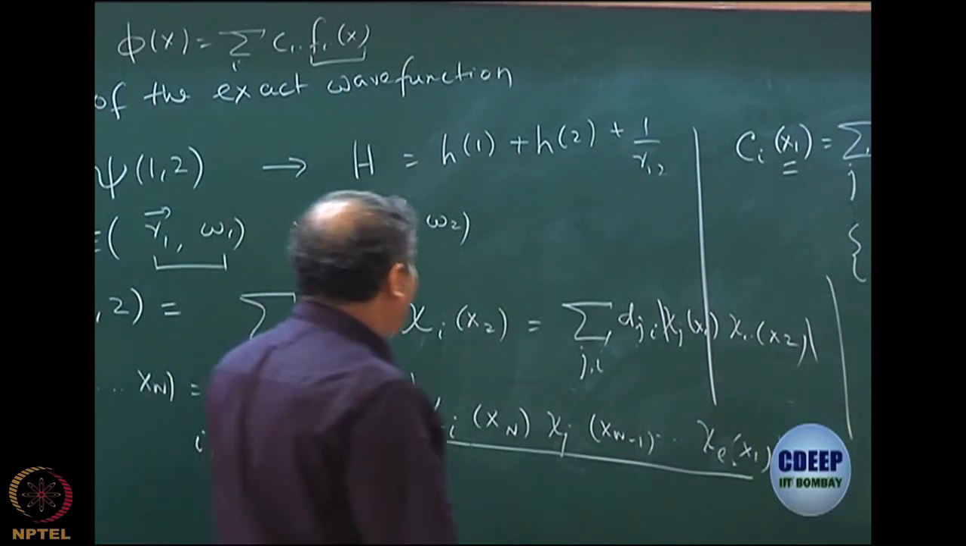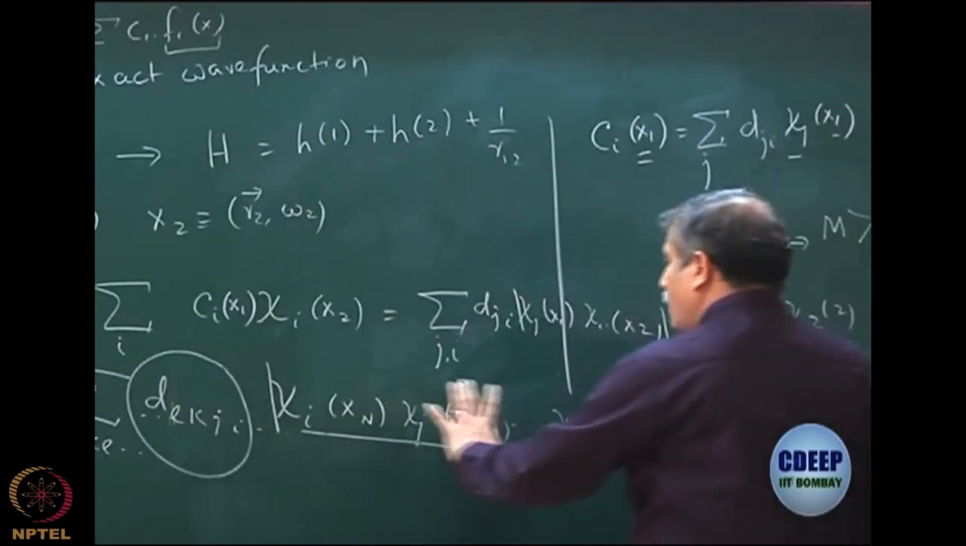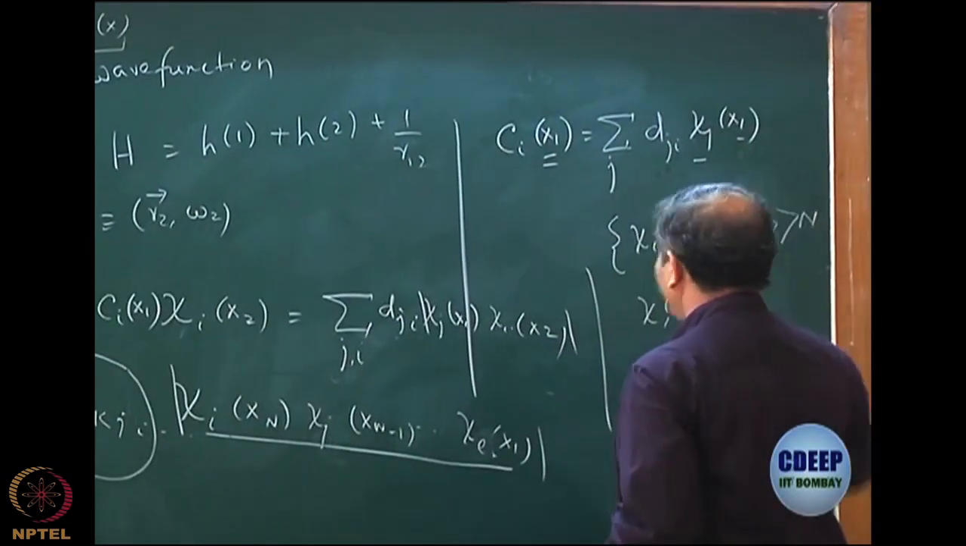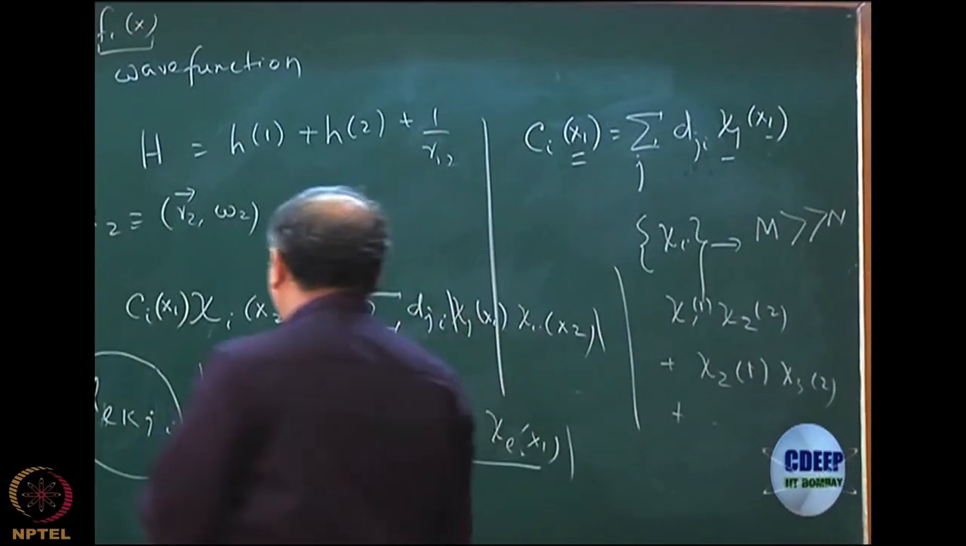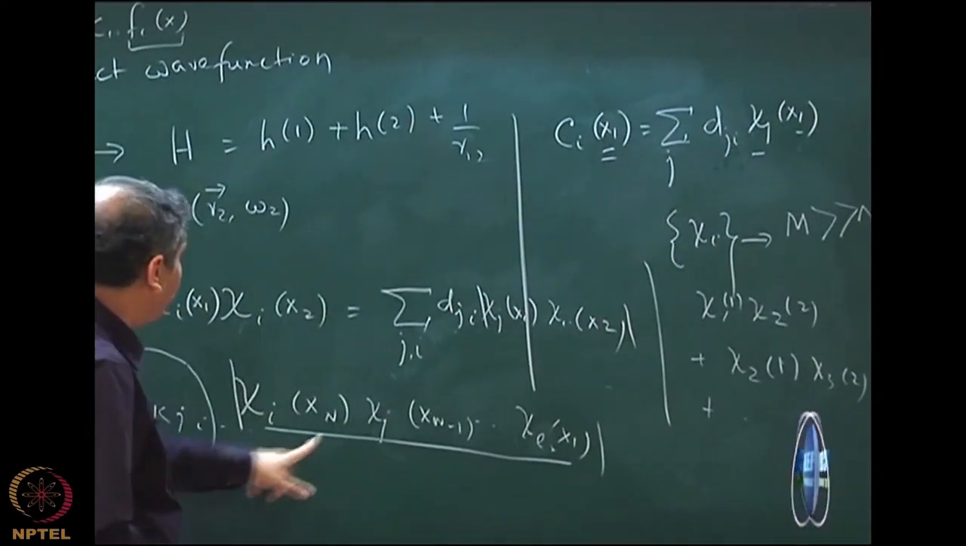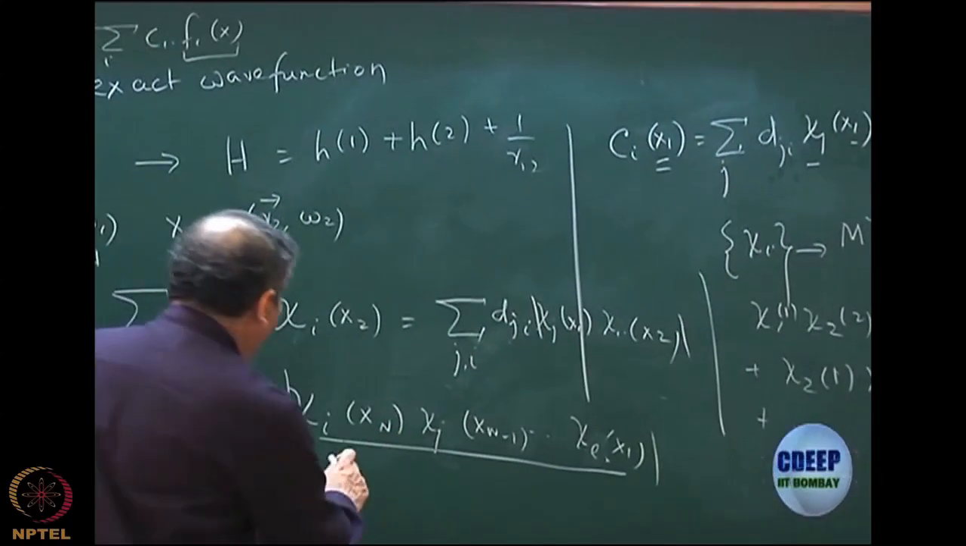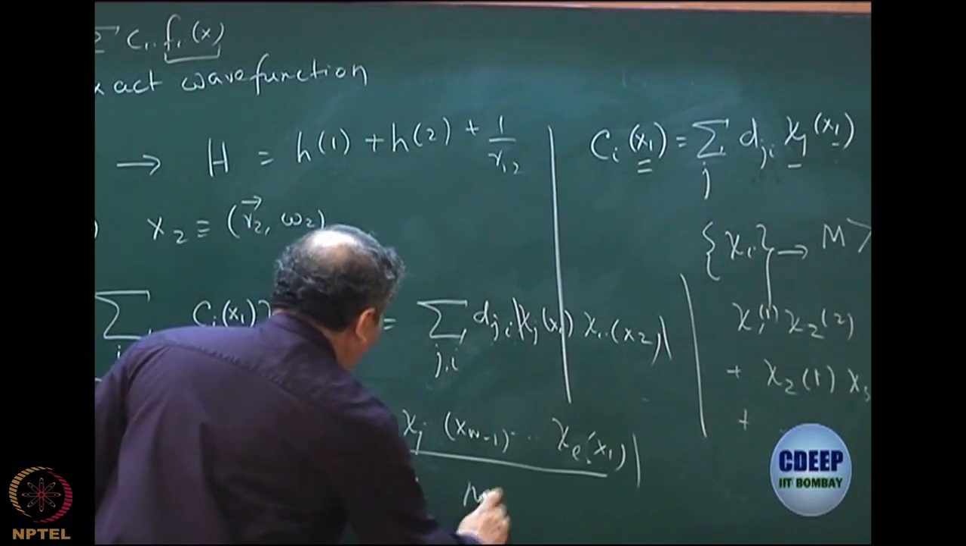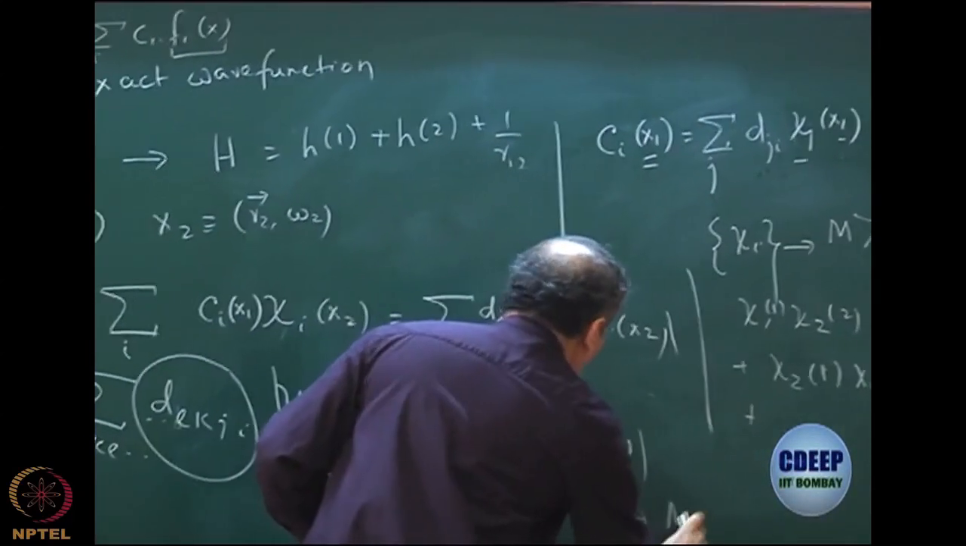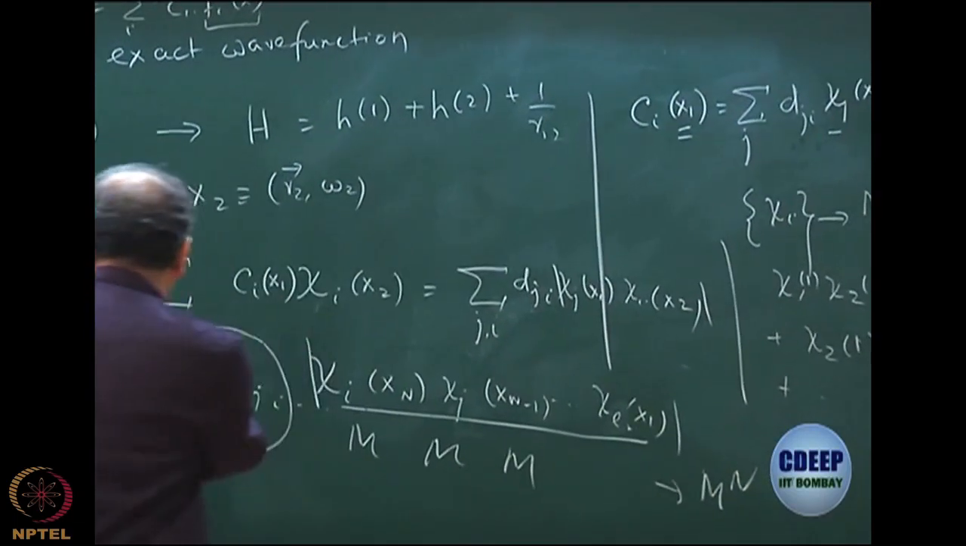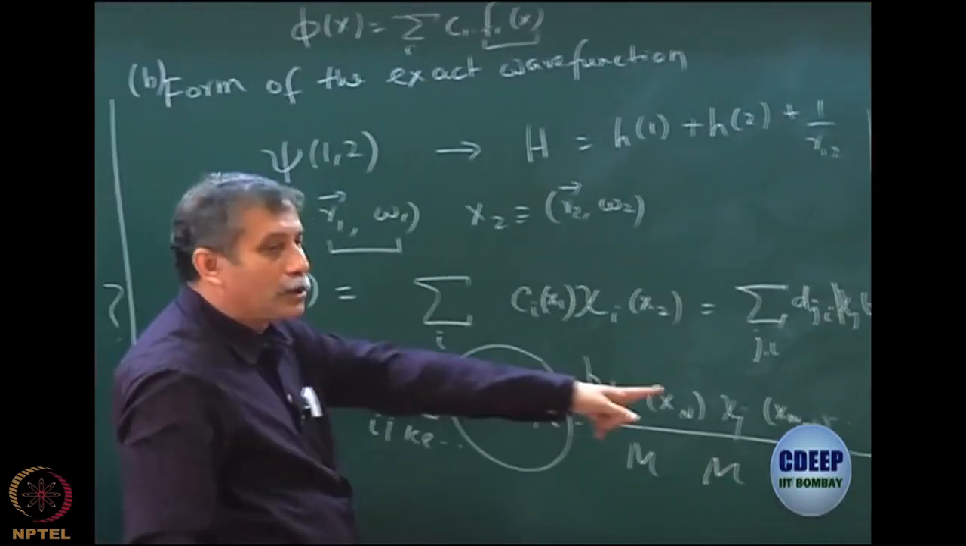See, initially I have n products out of m. So this product can be any one of them. Each of them can go from 1 to m, right? So it is m into m into m into m, so m to the power n. How many terms will be there if each of them goes 1 to m, 1, 2 to m, 3 to m? It will be m to the power n.